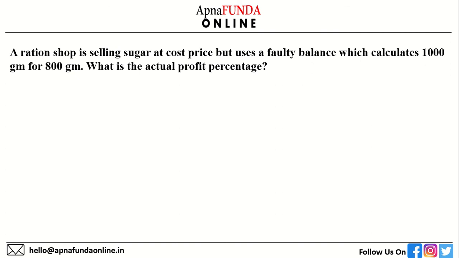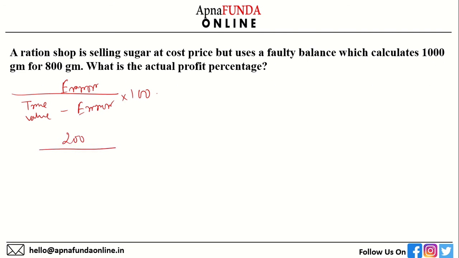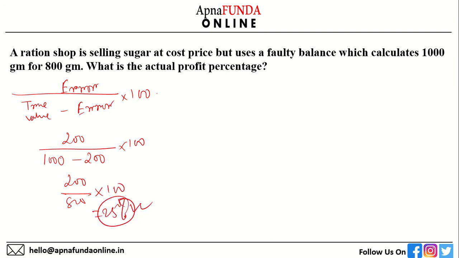So the formula for solving such questions is error divided by true value minus error into 100. In this question, the error is 200 gram divided by true value is 1000 gram minus error is 200 into 100. So 200 by 800 into 100. 25% is the answer. I hope you have solved it and this is the answer you have got.